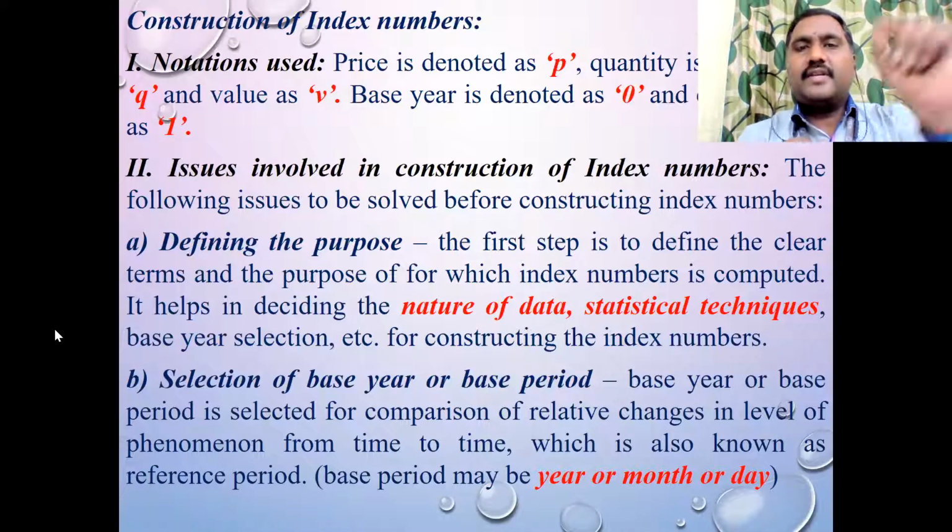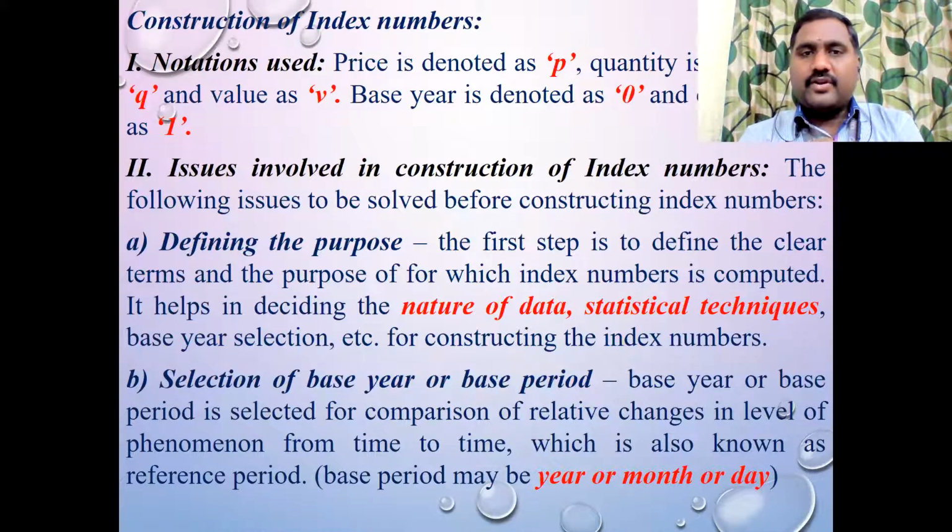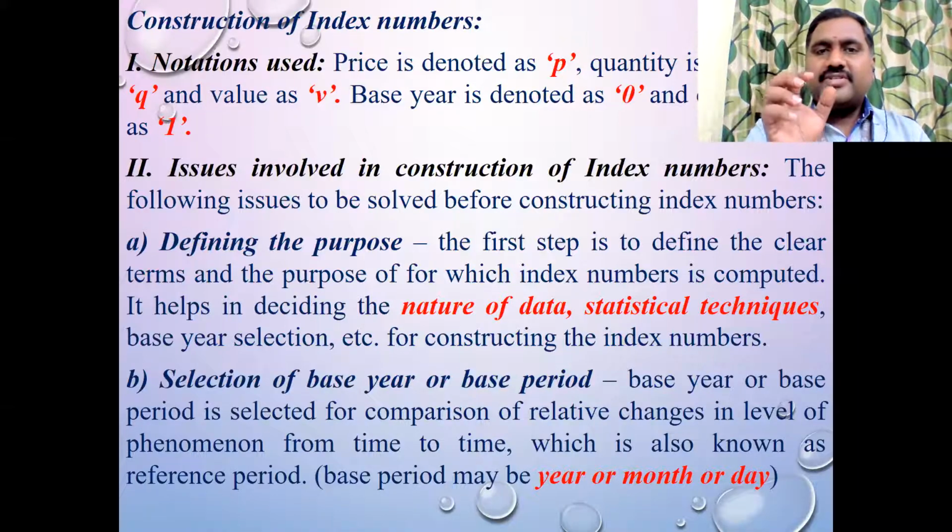Now the first important thing when you're constructing an index number: first, define the purpose. That means you have to define what kind of data it is. Is the data related to price, to quantity, to value, to production? Please mention the nature of the data and the statistical techniques, which is the base year, which is the current year. That is the first important step.